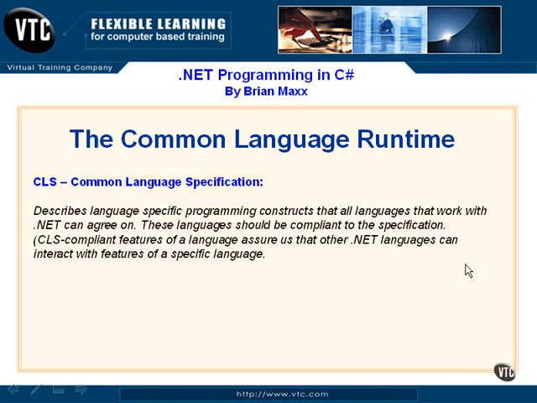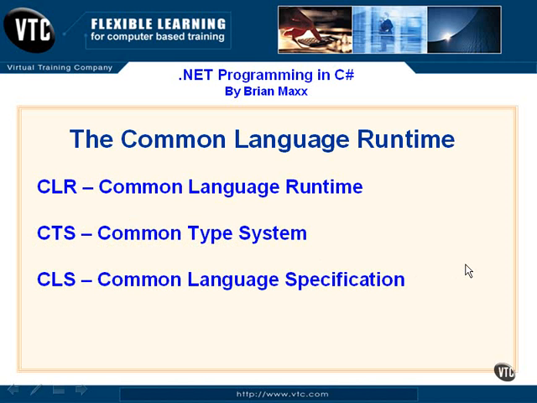Now we have the Common Language Specification. So again, this is just the third part of it all. This is going to describe the language-specific programming constructs, the elements of the language that all the languages can work with or can agree on, and this is going to be compliant. You might see CLS compliant. This means that if it works within CLS compliance, then these particular features of a language are going to be able to be understood and interact with other languages, because you don't necessarily need to use the same language when you're programming. You can bring different languages together, different modules of code together, and everything can interact very nicely. So that makes everything very easy to understand.